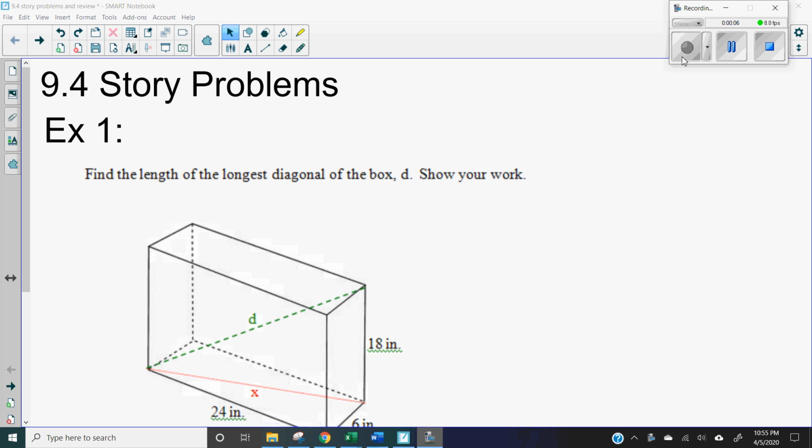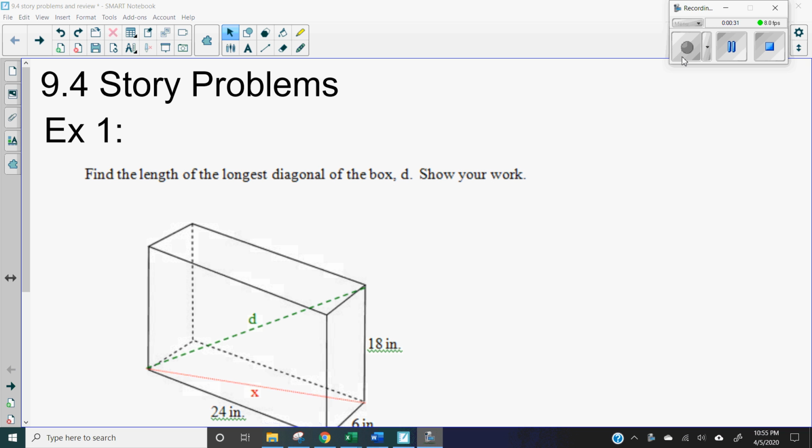We're not doing any real new concepts today, we're just going to apply the Pythagorean theorem to a couple different problems. We're going to do just two practice problems together, and then if you haven't already either printed or at least found the 9.1 through 9.4 review problems worksheet, you're going to work on that after these couple of practice problems, and then I'll go over the answers with you when you're done.